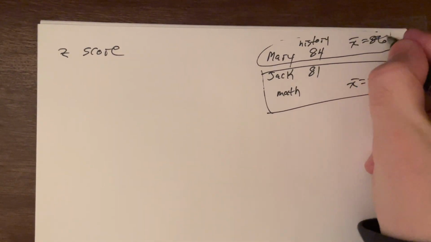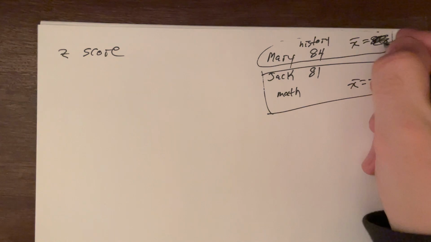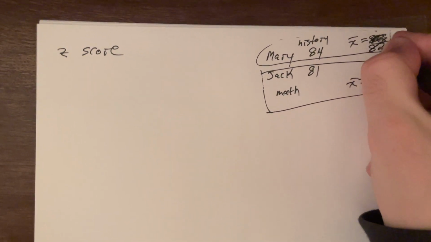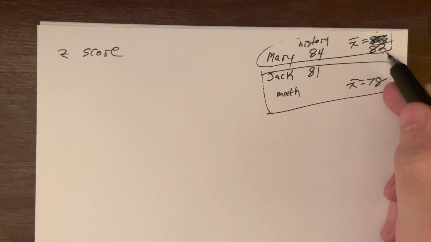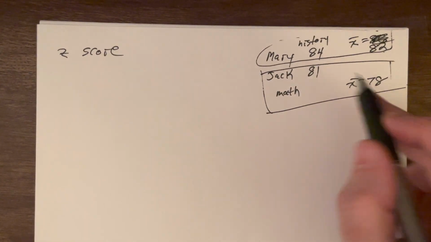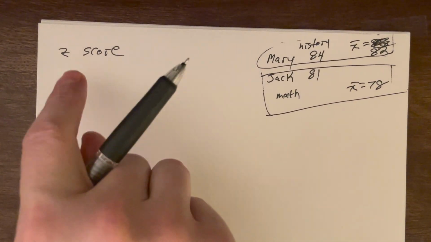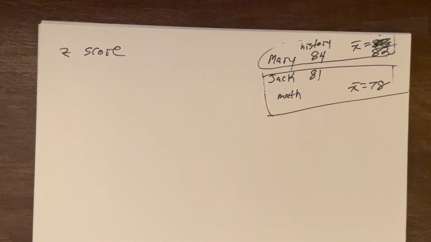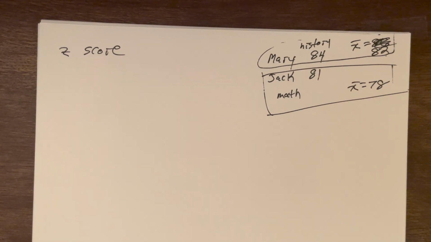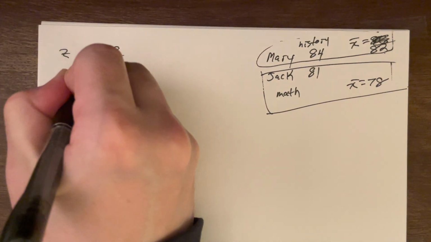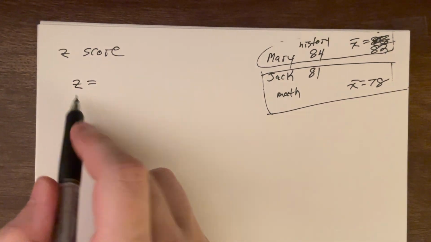If I make this change, if Mary's class had an average grade of 82, now she did better than average and Jack also did better than average, so now it'd be even harder to compare. But that's where a z-score comes in. A z-score is all about distance. It's trying to look at how a data value compares to the mean in terms of how far away it is in standard deviations. So it's a simple formula. Just notice my z.